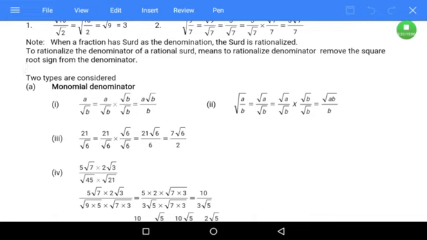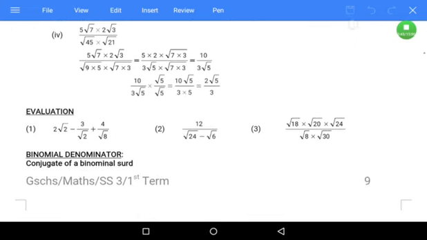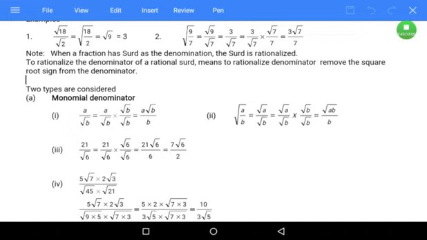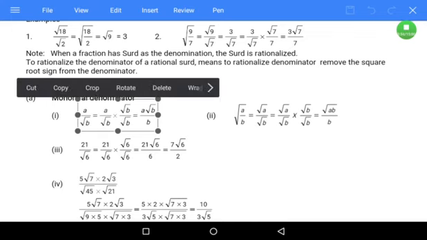Alright, two types of surds will be considered here. The first is the monomial surd, and second is the binomial surd, which is what we're going to do later. Okay, for a, as I already explained this, look at this. We have a over root b. When we say monomial surd, it means we have only one number under the square root, like root b, root 2, root 3. Can you see that? These are monomial surds because we only have one number under the square root.